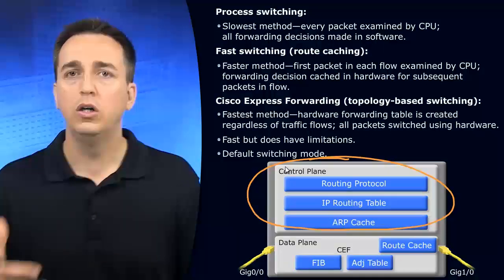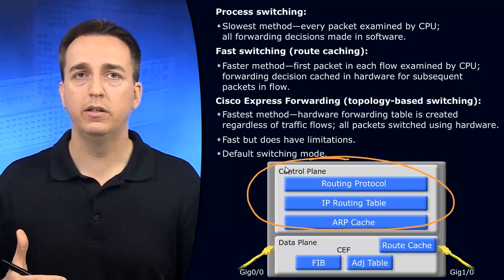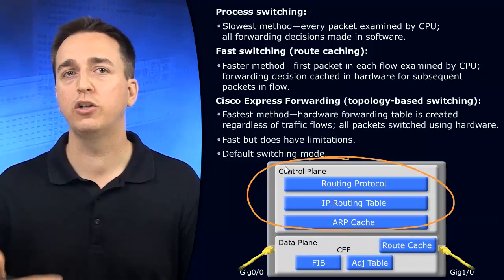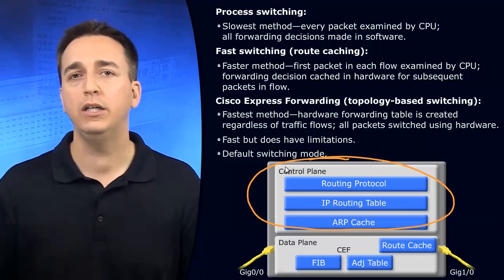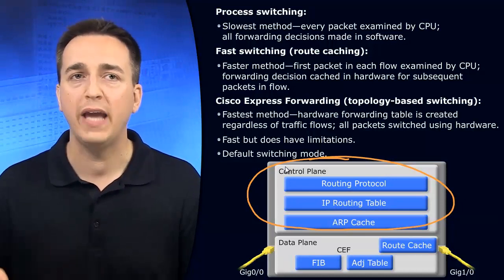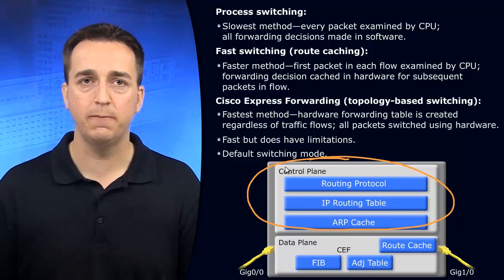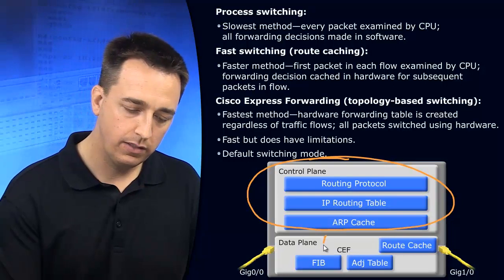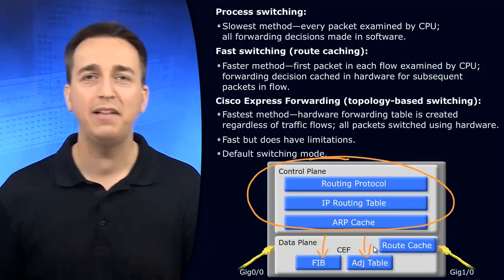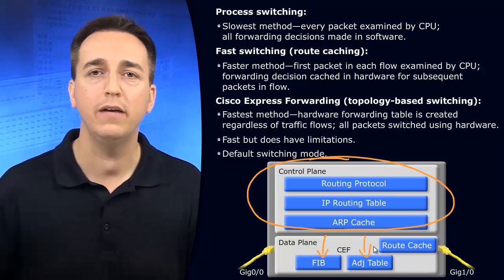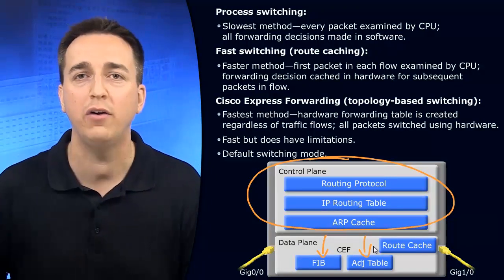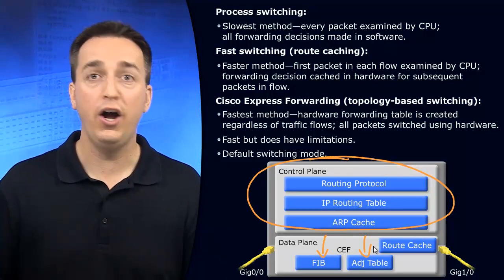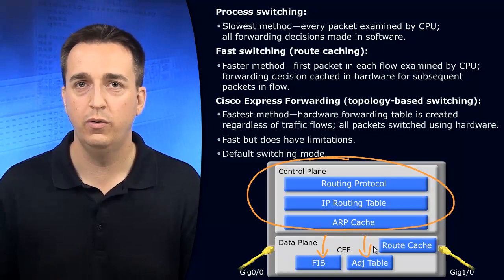So why bug the control plane all the time like you would with process switching? Or why bug the control plane once for every single flow and create a route cache like you would for fast switching? Why not instead create tables ahead of time at the data plane? Tables like the forwarding information base, which is very similar to the routing table. Tables like the adjacency table, which is similar to an ARP cache. What about TCAMs?